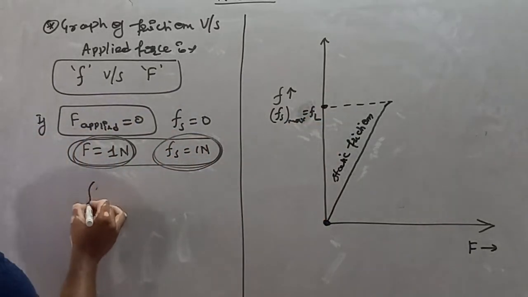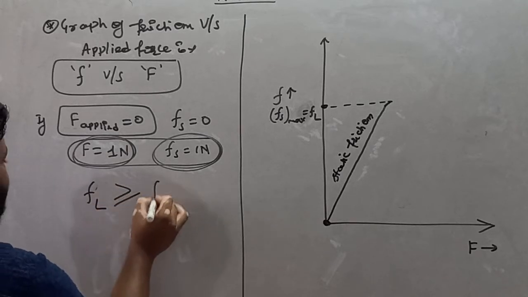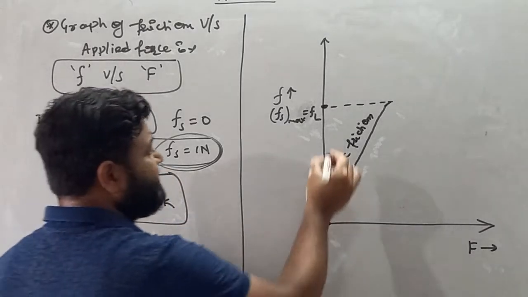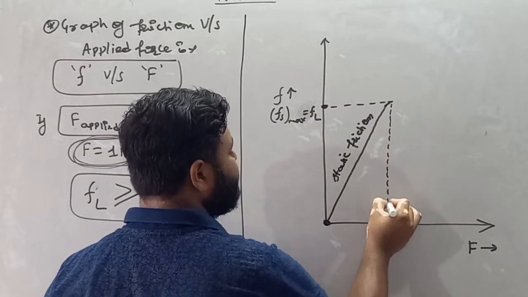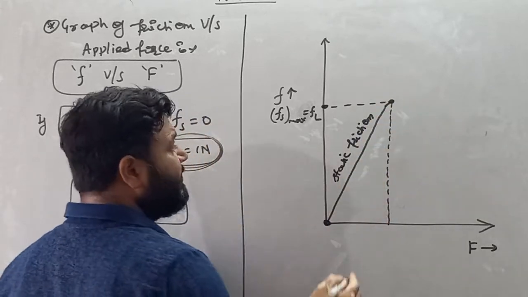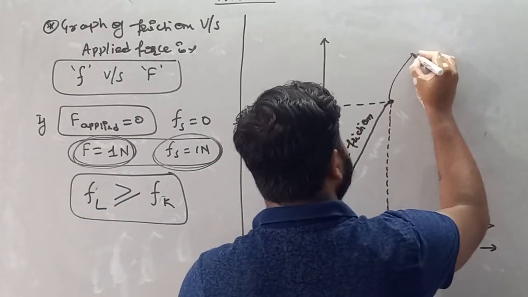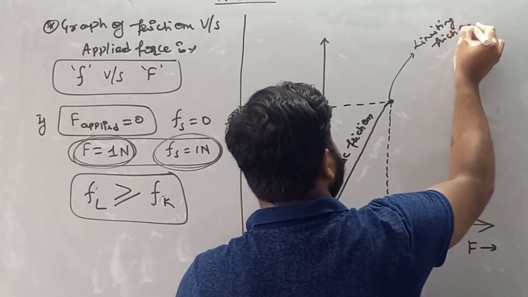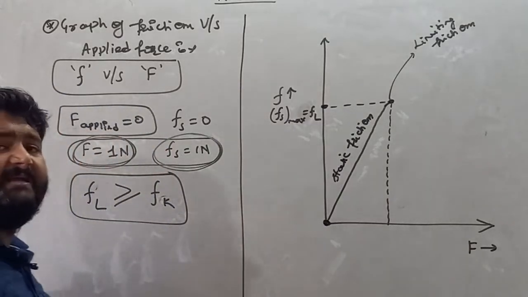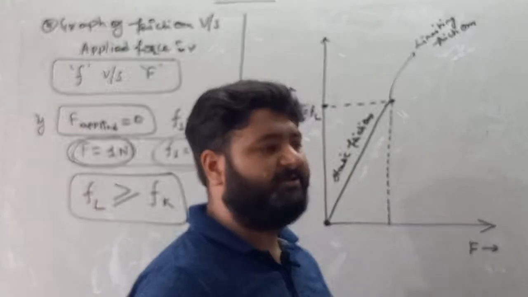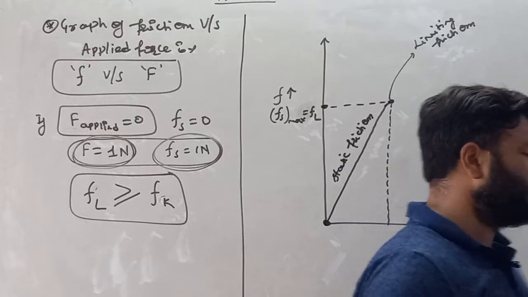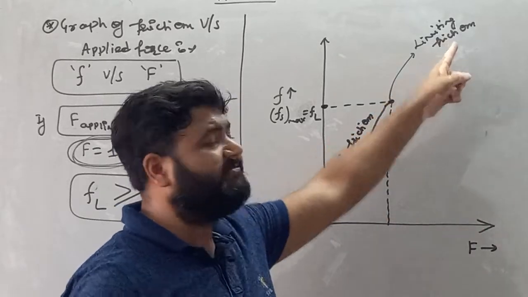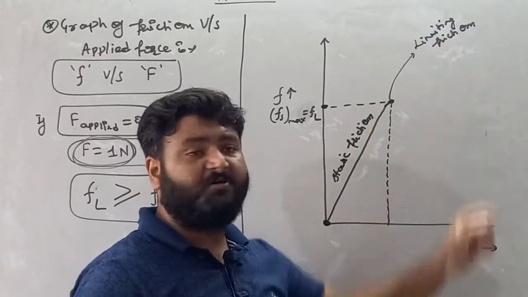And in experiment we'll see that limiting friction is greater than or equal to kinetic friction. So this is the fixed value of limiting friction. See my dear student, fixed value of limiting friction. So limiting friction is nothing but constant. So this point is called limiting friction, which is the maximum value of static friction. Then after achieving limiting friction, if we change the value of applied force, the body starts moving, because we have achieved the maximum value of static friction, which is called limiting friction.